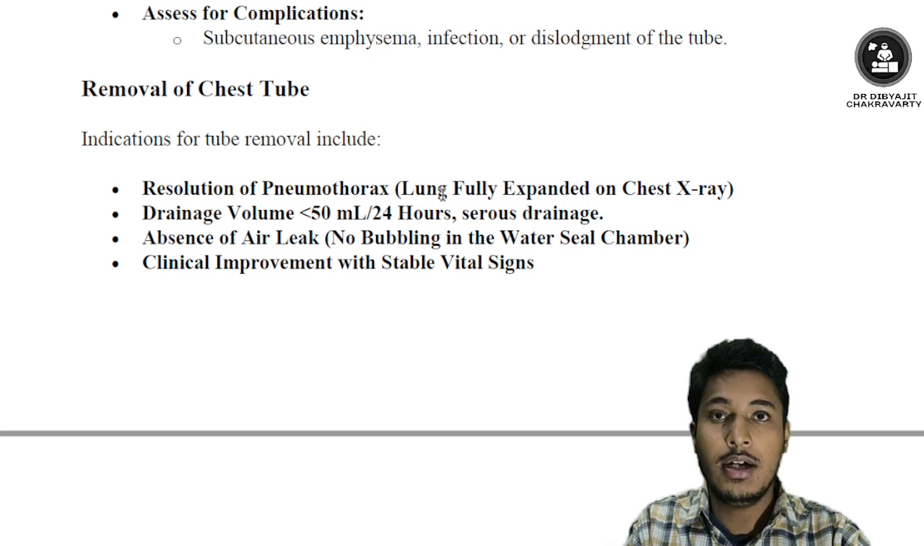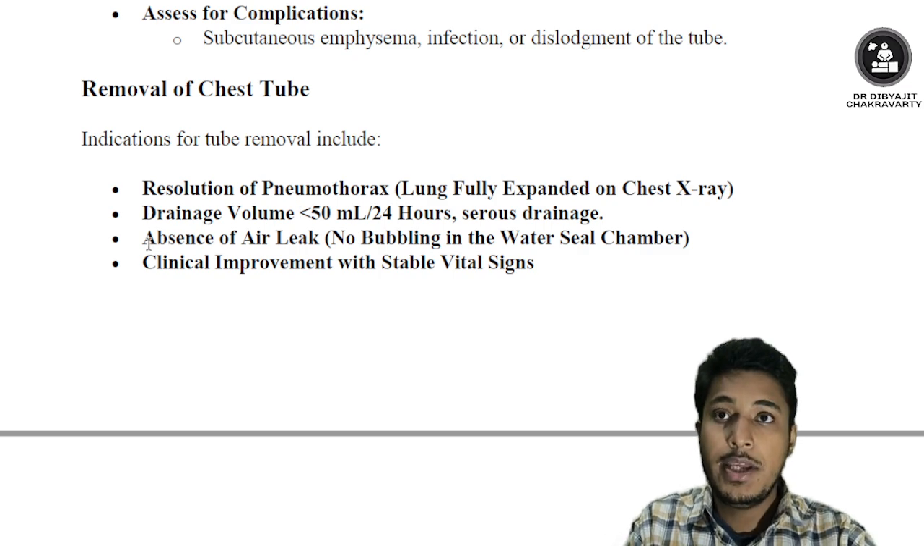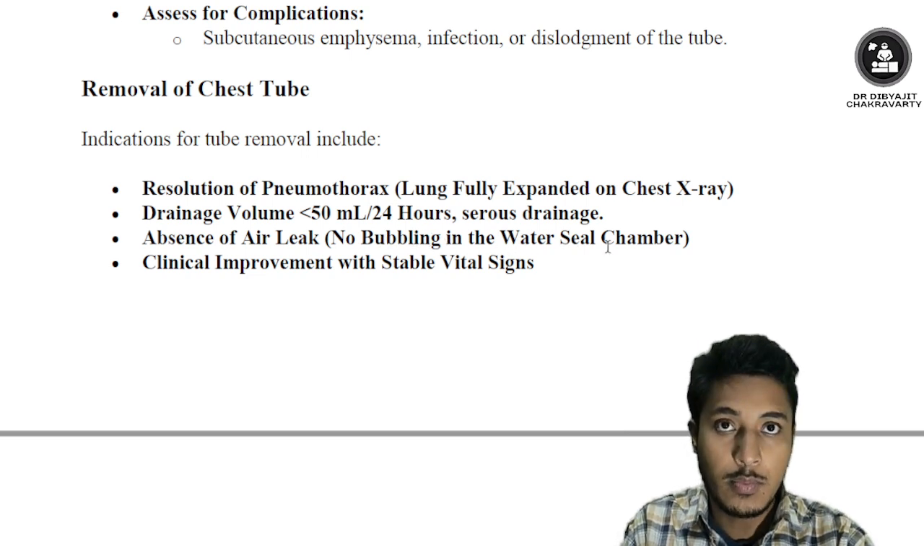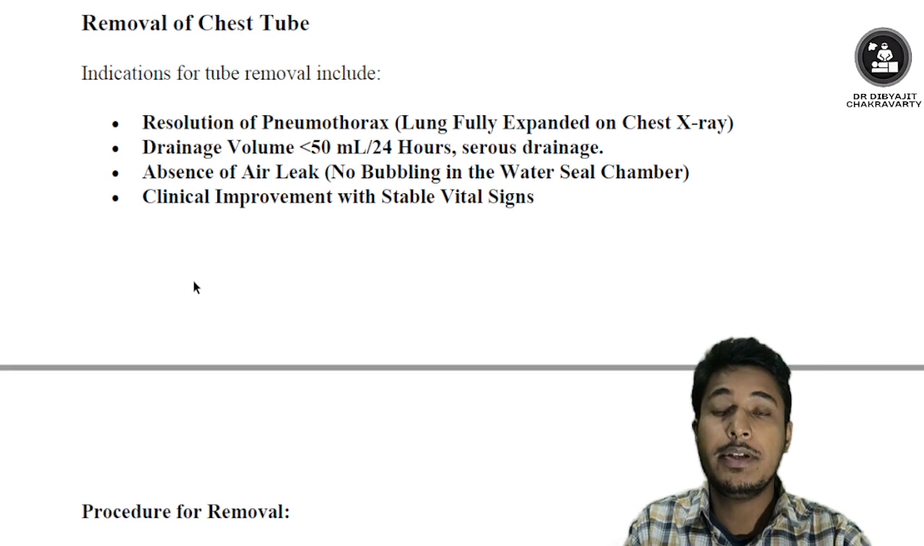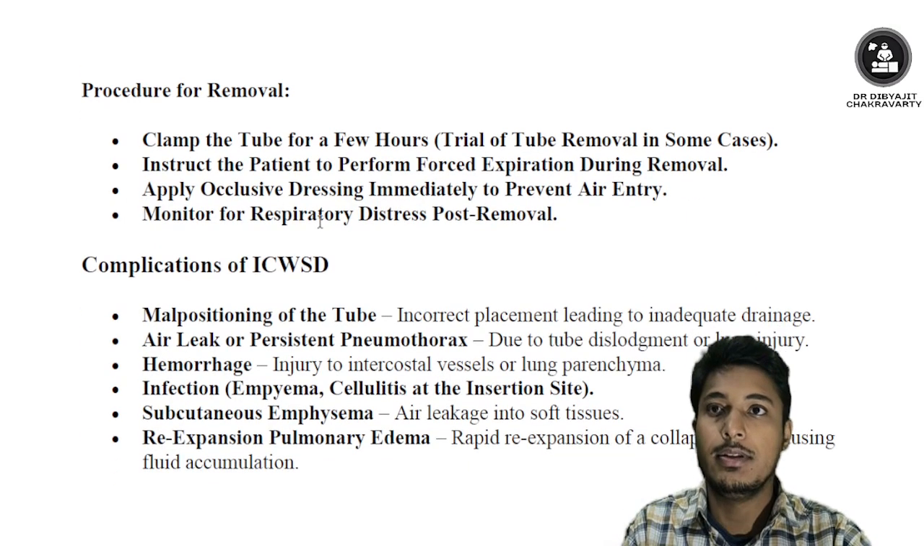That is, the lung should be fully expanded on chest X-ray. In cases of fluid present in the pleural space, the drainage volume should be less than 50 ml for more than 24 hours, and it should be serous drainage, not hemorrhagic. There should be absence of air leak, that is, there should not be any continuous bubbling in the air water seal system. Also, the patient should be clinically improved and the vital signs should be stable.